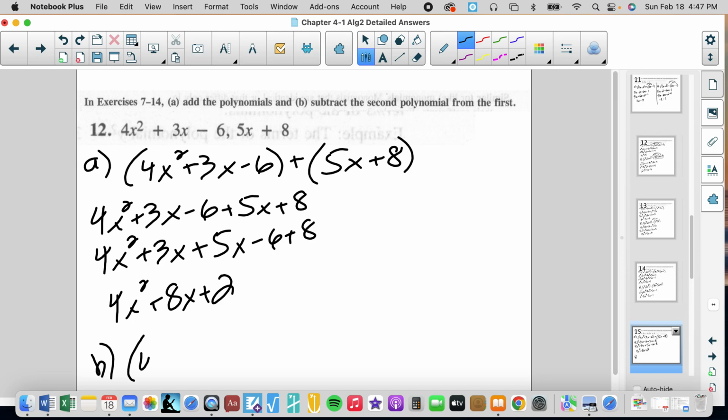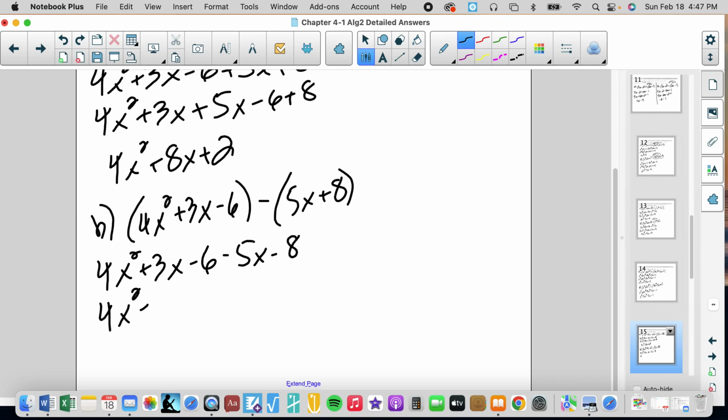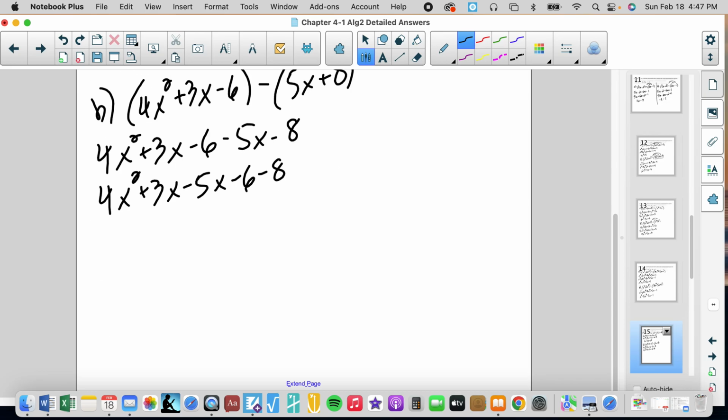And now let's take those and subtract them. 5x plus 8. 4x squared plus 3x minus 6 minus 5x minus 8. 4x squared plus 3x minus 5x minus 6 minus 8. 4x squared minus 2x minus 14. 4x squared minus 2x minus 14.